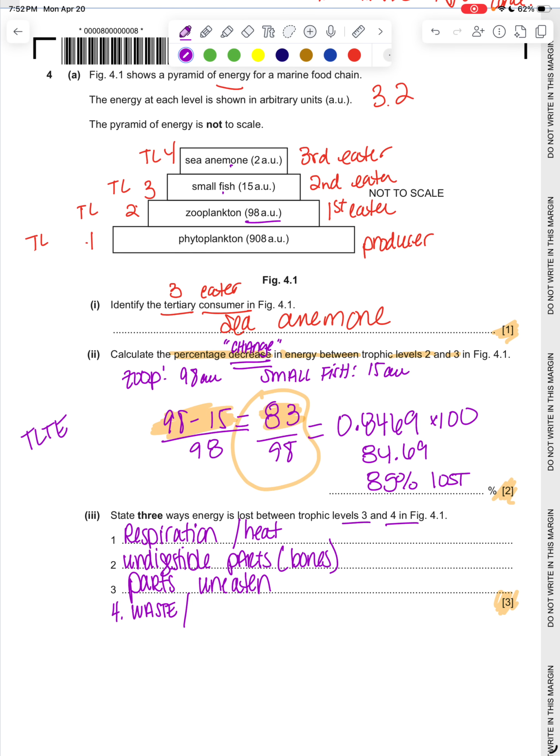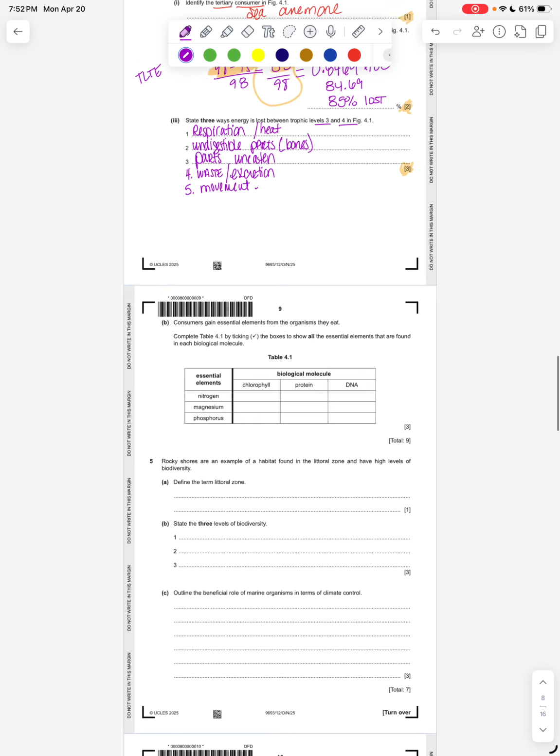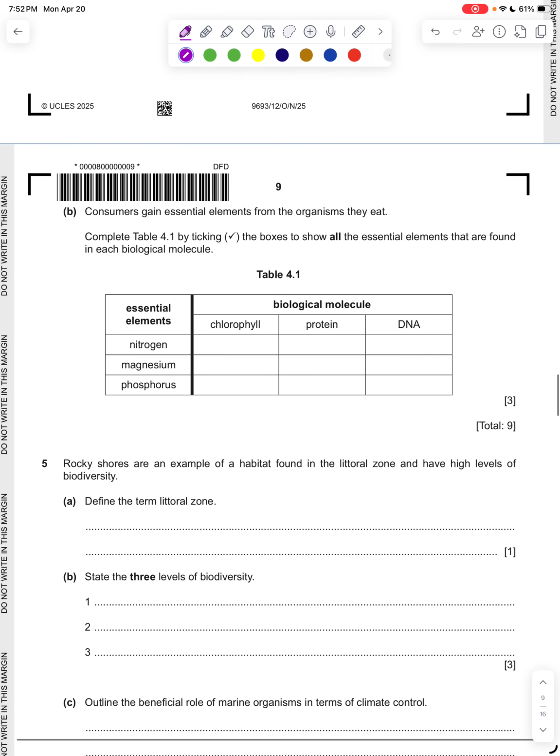Waste or excretion. Movement. The anemone doesn't move too much, but the anemone does have to move its tentacles, and it does retract in and out of its base. Okay, and then finally, this is going to be nutrients.